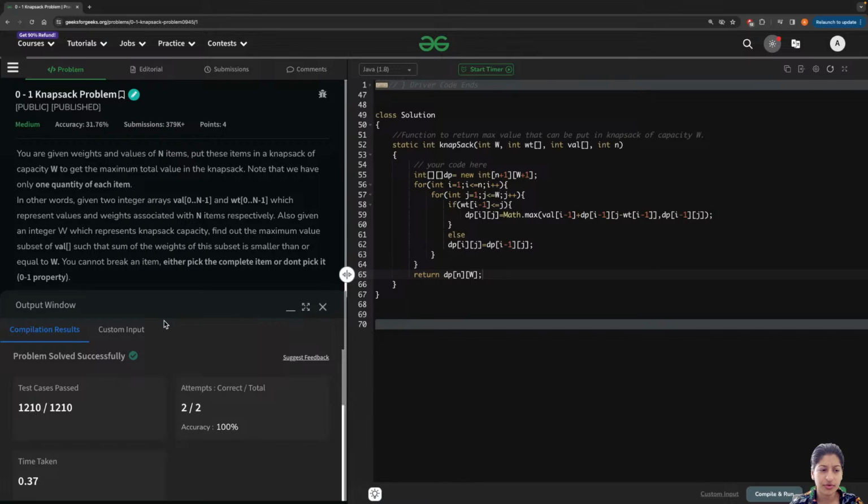That was all for today, everyone. Try to attempt it, understand the recursion tree, visualize it, and then move to this approach, right?